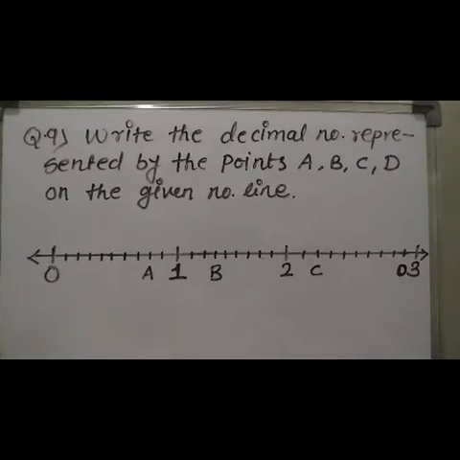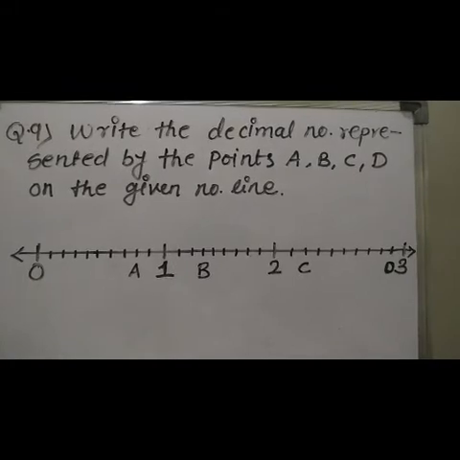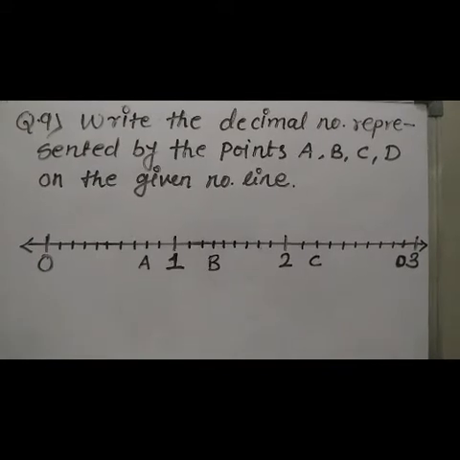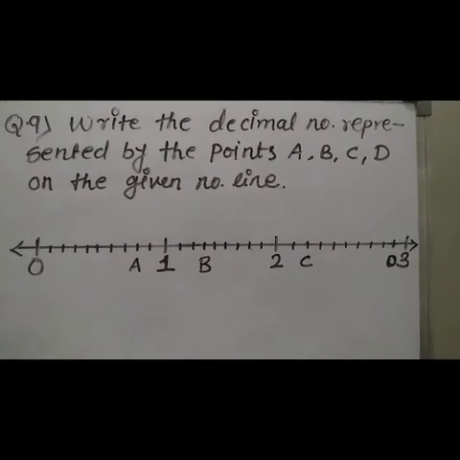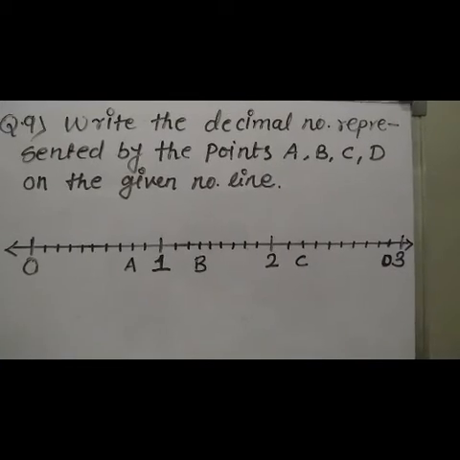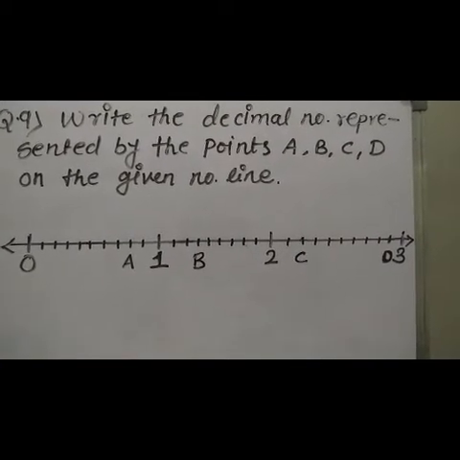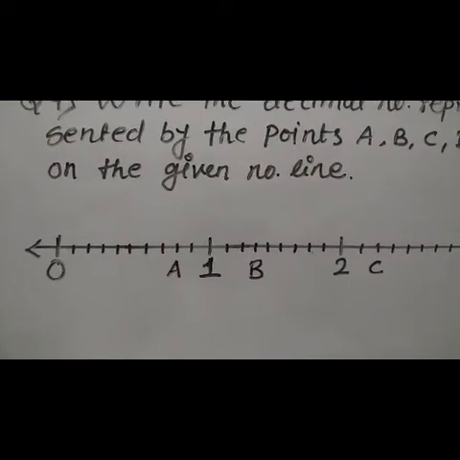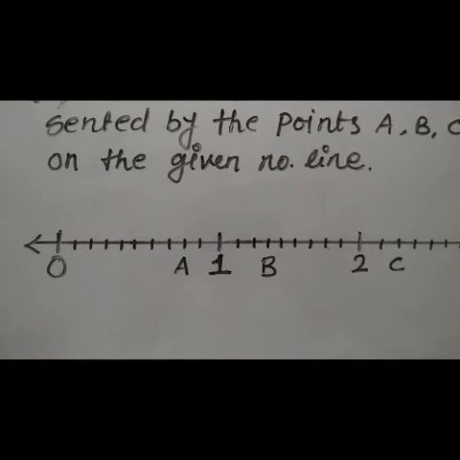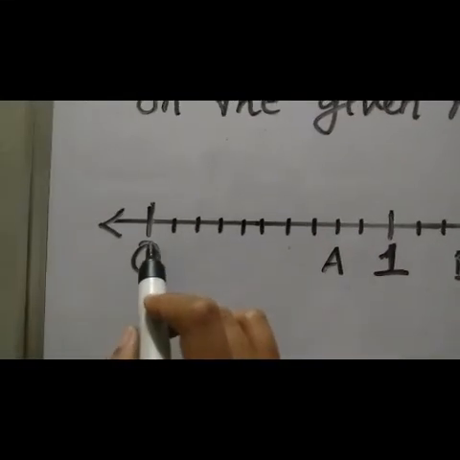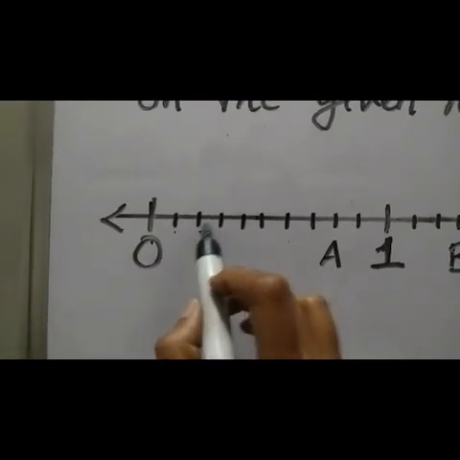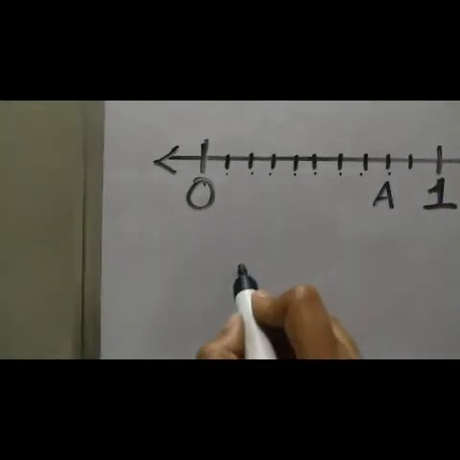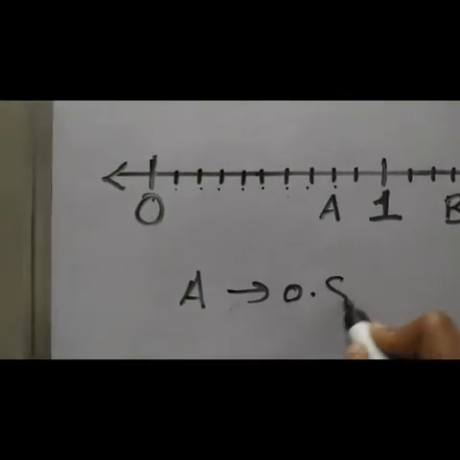Now come to question number 9. Write the decimal number represented by the points A, B, C, D on the given number line. Children, here you can see one number line on which the points A, B, C, D are represented, right? We are asked to write the decimal number which is represented by the points A, B, C, D. Now look at the point A. Now A is going to represent which decimal number? You count the lines. See, this is 0, this is 0.1, this will represent 0.2, this is 0.3, 0.4, 0.5, 0.6, 0.7, 0.8.